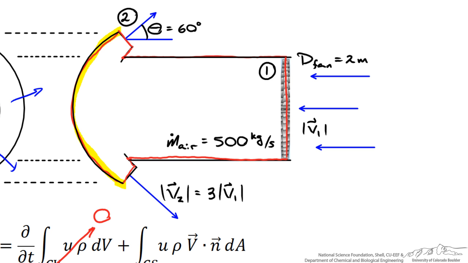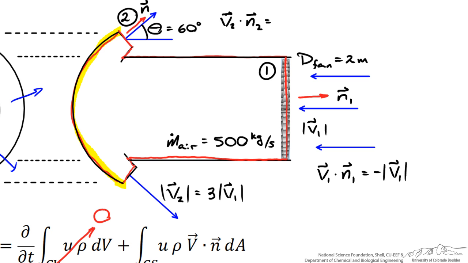If we examine the fan again, surface area 1, here's the unit normal, n1, and thus v1 dot n1, because the arrows are acting in opposite directions, is equal to the negative magnitude of the velocity coming into the engine. And if we examine the second surface area, the unit normal on area 2 is acting in the exact same direction as the velocity, so v2 dot n2 is equal to the positive magnitude v2.